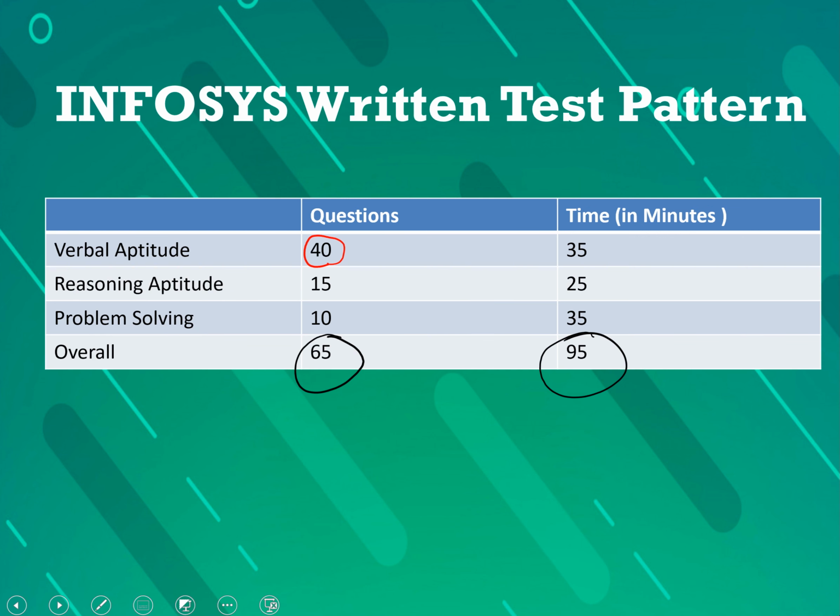Next is Infosys. The Infosys test pattern consists of verbal aptitude 40 questions which needs to be done in 35 minutes. Reasoning aptitude 15 questions in 25 minutes.